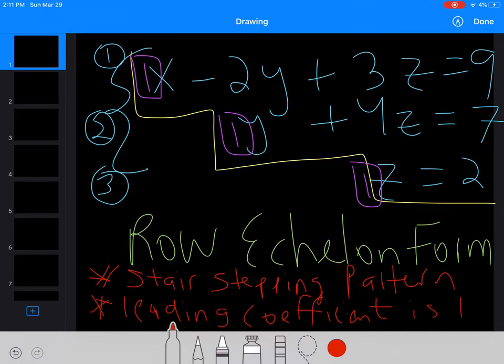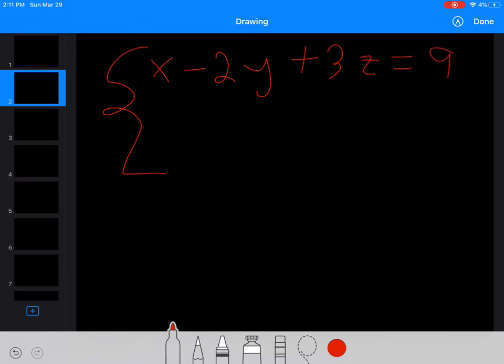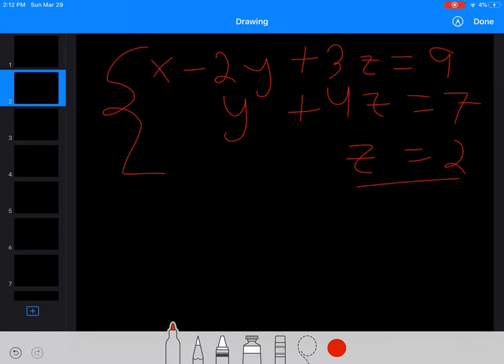Okay, so let's solve this system here. So it's x minus 2y plus 3z equals 9. And then the second equation was y plus 4z equals 7, and we had z is equal to 2. One of the reasons why this is a little easier to solve is because we already know what z is going to be. z is going to be given to us all the time.